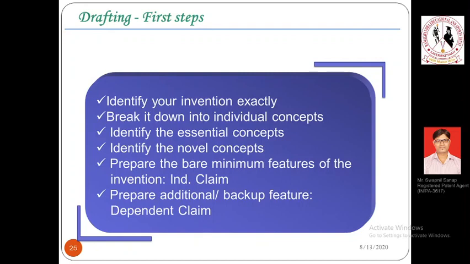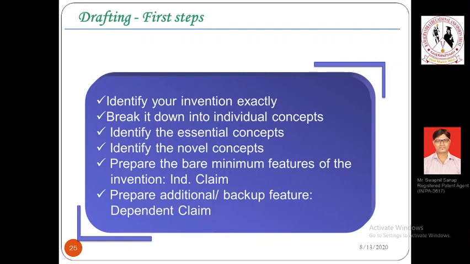Break it down into individual concepts. For example, if my invention is about 1, 2, 3, 4, 5, 6 steps, I need to break down each and every step and identify whether each of these steps is really important from my invention's perspective, or whether each of these steps was actually known in the prior art or not. If they are already known in the prior art, that means you can discard those steps, because that will not help to give you protection, because patents are given only for new, improved, and innovative concepts, right?